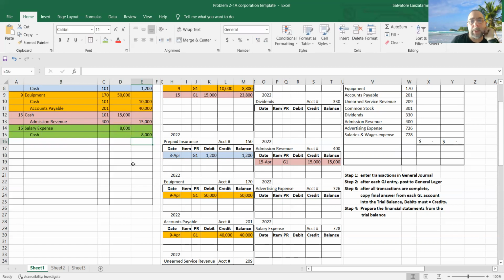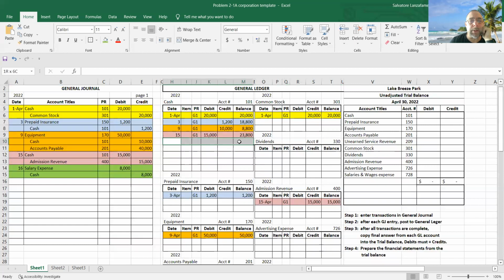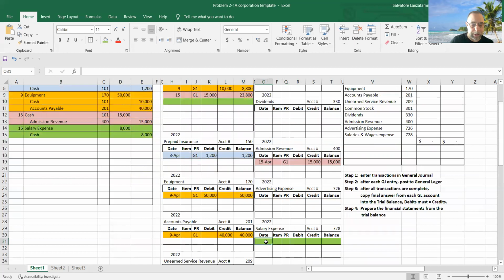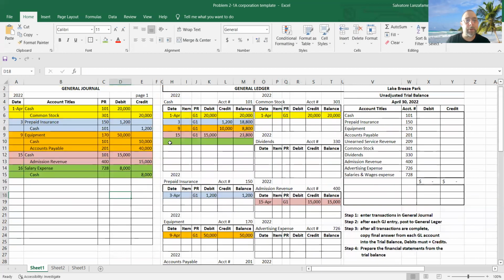Okay, so let's go ahead and post. Let me put the little path that we're heading towards here. So salary expense, the date, April 16th, G1, and we are going to debit the salary expense for $8,000, and the new balance is $8,000. Cross-reference back with the 728. And then we're going to credit the cash, 16th, G1.